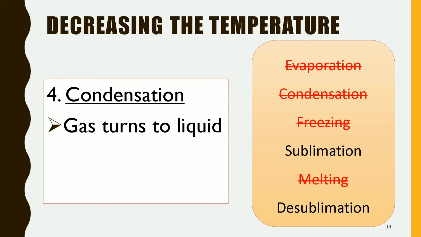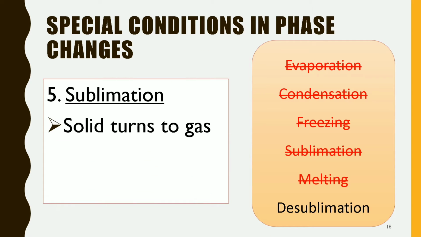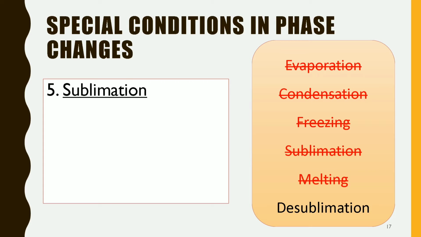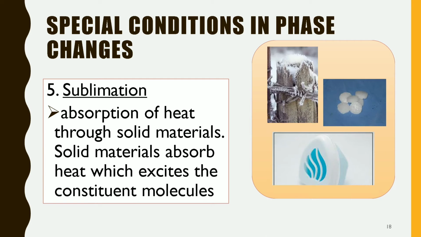There are also some special conditions in phase changes. Solid turns to gas. The correct answer is sublimation. Sublimation in chemistry refers to the phase transition in which matter changes state from a solid immediately into a gas, without passing through an intermediate liquid phase. Sublimation occurs due to the absorption of heat by solid materials. Solid materials absorb heat, which excites the constituent molecules. Examples: snow and ice sublime during the winter season without melting, mothballs sublime, and room fresheners, which are used in toilets, sublime.